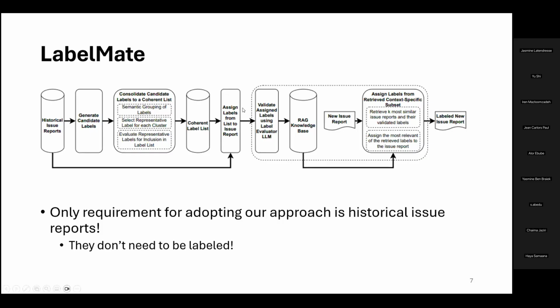You'll get a list, and then we have a mechanism to assign labels from our list to the issue report. And we also even have a RAG-based component but you don't need to provide the database in advance. We provide a way for assigning the labels, ensuring that they're validated, and then you can learn from these past labels to assign new labels to issue reports.